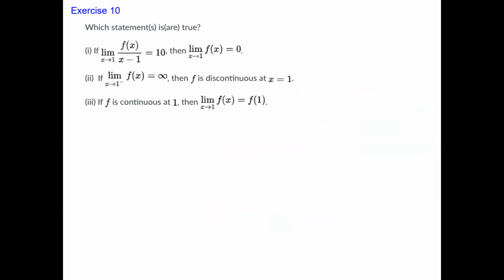Let's see. If the limit as x approaches 1 of f of x over x minus 1 is equal to 10, then the limit of f of x is 0 at 1. Yes, because we have a finite number with 0 in the denominator, so we need 0 in the numerator, an indeterminate form 0 over 0. Yes, this is true.